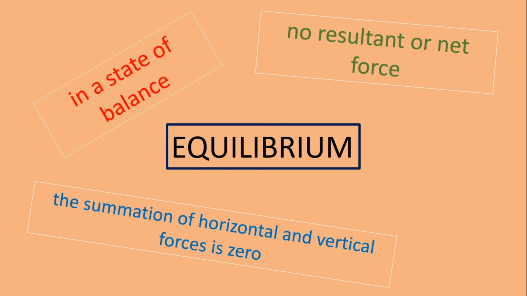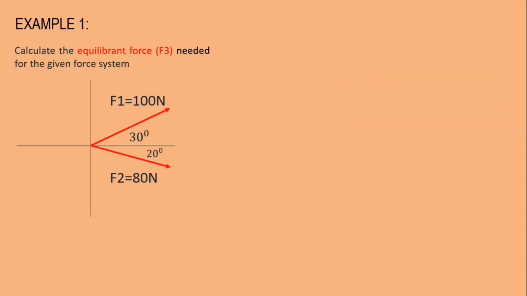We have discussed in our previous topic about resultant, and in this case, when the body is in equilibrium, there is no resultant, or the resultant is zero, or the summation of components is zero. And of course, the body is not accelerating. So all of these things mean equilibrium.